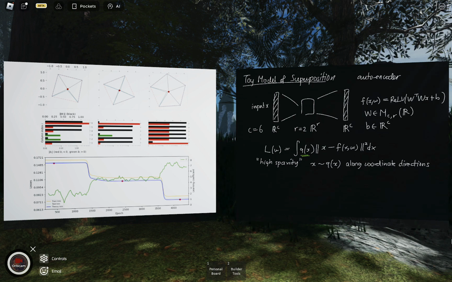Okay, so this is the system. Why is this called superposition? Well, the term superposition actually wasn't invented by Anthropic. Arora et al. wrote a paper in 2018, which Anthropic is citing. The title is Linear Algebraic Structure of Word Senses, with Applications to Polysemy. I don't actually know how to pronounce that word.